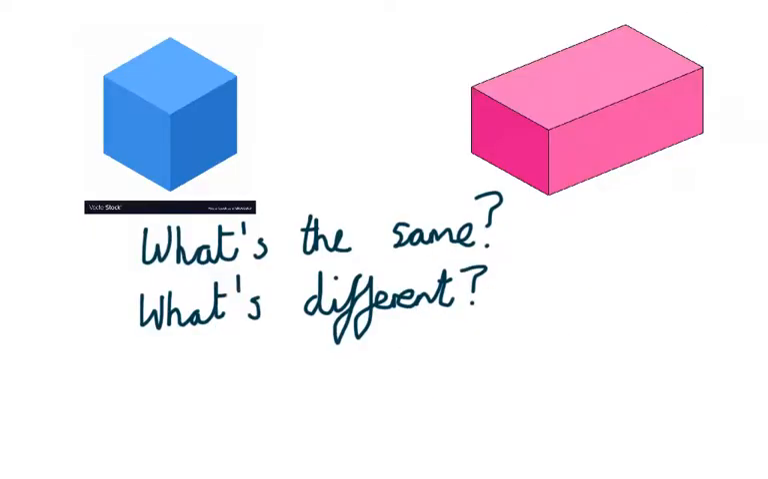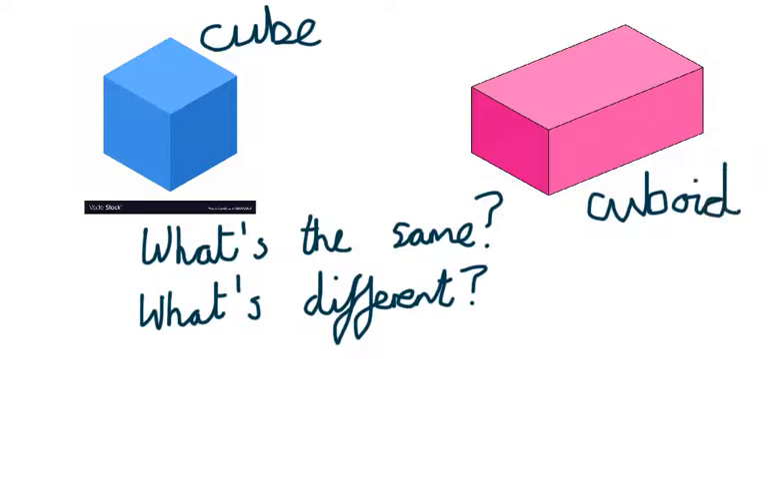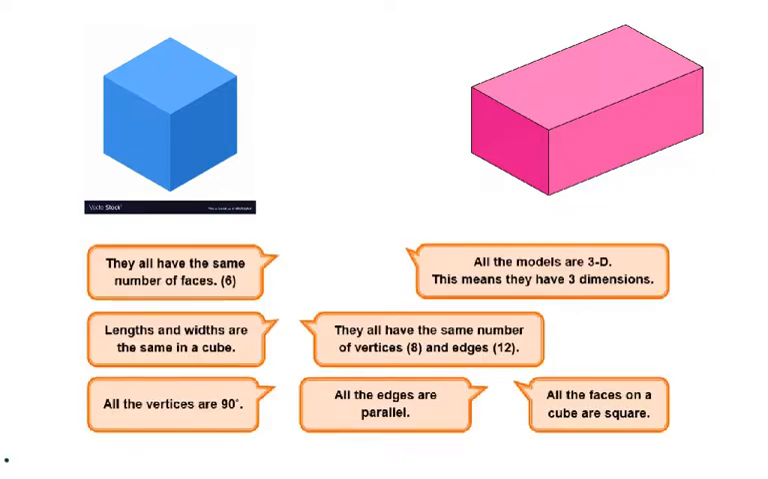Okay, I've given you lots of information there. Have a look at these two shapes here and think about what's the same and what's different. So we know from the last page that this one is a cube and this one is a cuboid. So just have a think to yourself, what's the same and what's different? Okay, so let's have a look and see if you've got any of these.